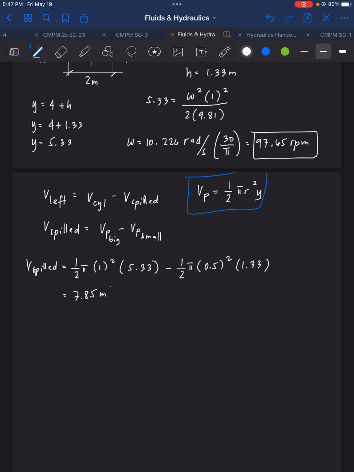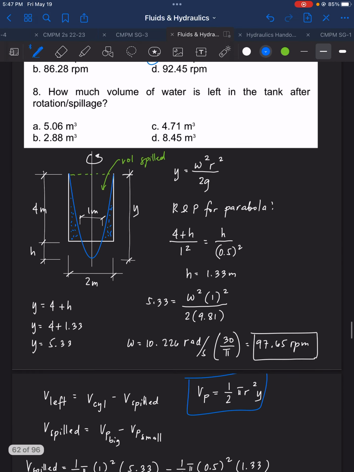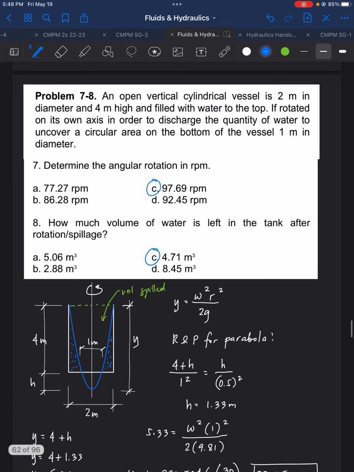So volume spilled now is equal to 7.85 cubic meters. Therefore, volume left is equal to the volume of the cylinder, pi r squared times the height, minus 7.85, that is equal to 4.72 cubic meters. So from the choices, the nearest here is letter C. How much volume of water is left in the tank after rotation or spillage? So that's for number 7 and 8.